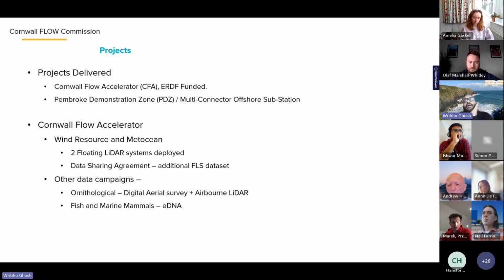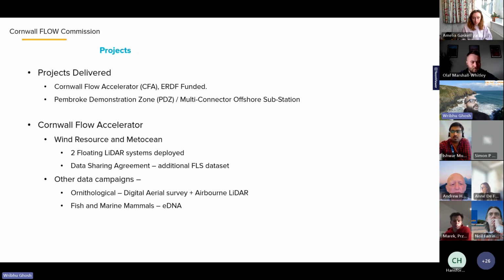Under the CFA, we carried out multiple environmental data campaigns, one of them being the wind resource campaign, for which we deployed 2 floating LiDAR systems in the water. And we also wanted to improve the fidelity of the whole project by having more data sets, and we managed to do that through a data sharing agreement. So we have access to a third LiDAR data set from a developer. We won't be sharing much of the sensitive data of that in this presentation, but it all fed into the model which Wood's going to present after this.